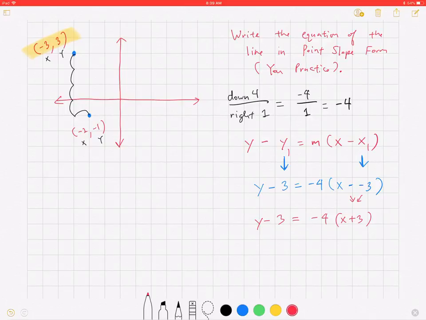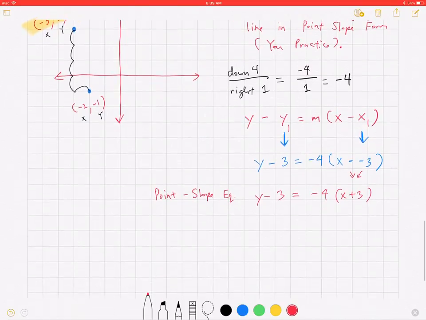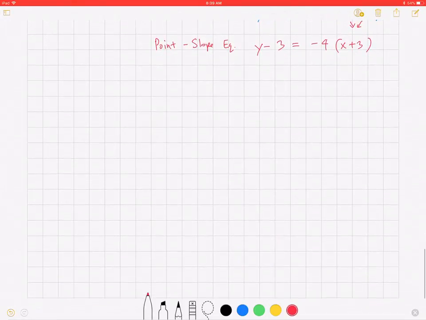Okay. So now that we've gotten the point slope equation for this line, we can actually take this point slope equation and get the slope intercept form, the y equals mx plus b. So let me show you how to do that. From your previous math classes, the right side you can distribute. That becomes negative 4x and then minus 12.